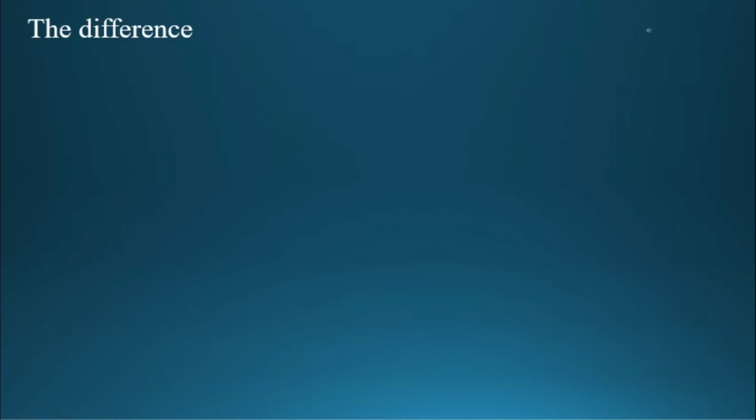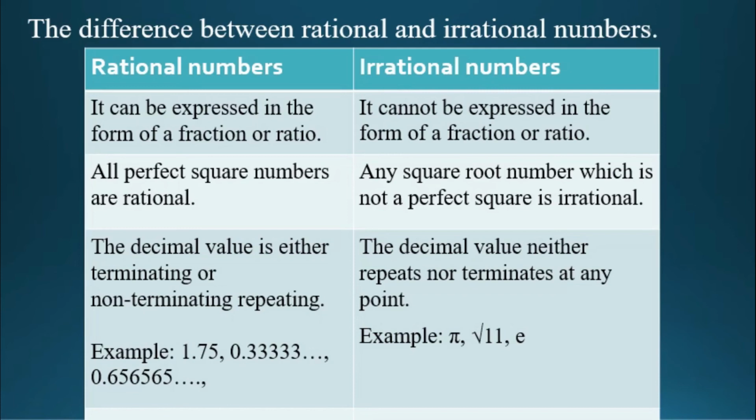The difference between rational and irrational numbers. Rational numbers can be expressed in the form of a fraction or ratio. Irrational numbers cannot be expressed in the form of a fraction or ratio. All perfect square numbers are rational. Any square root number which is not a perfect square is irrational.